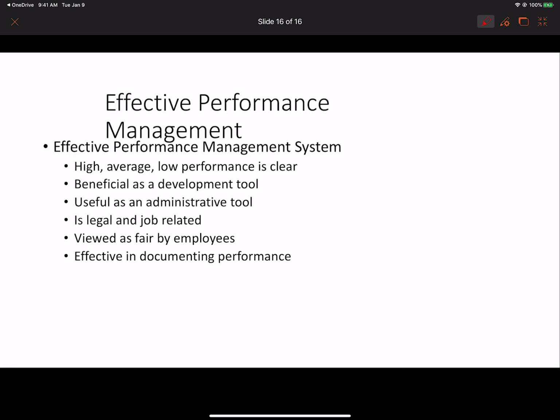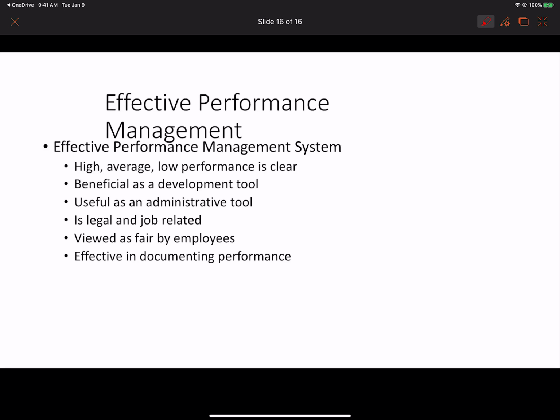And then in an effective performance management system, you have high, average, low performance, and those different types of performance levels are going to be clear. Again, it's a developmental tool, it's an administrative tool, it's a legal and job-related type of thing. It's viewed as fair by employees, and it's effective in documenting performance.